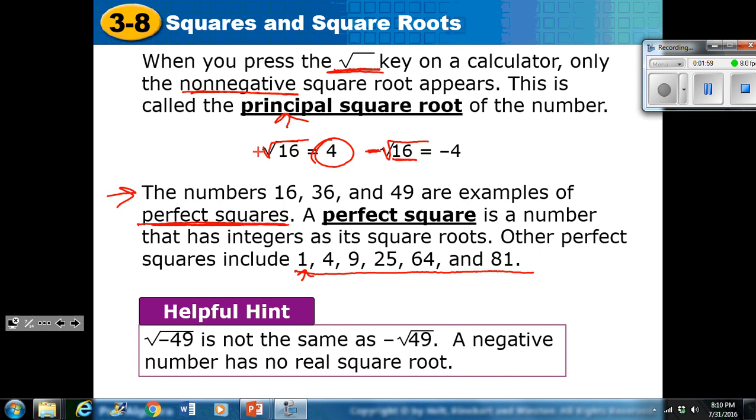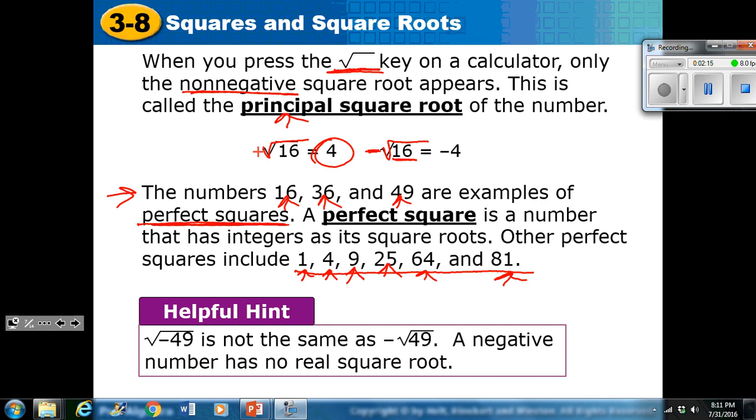1 times 1, 2 times 2, 3 times 3, 4 times 4, 5 times 5, 6 times 6, 7 times 7, 8 times 8, 9 times 9, and you can keep going with 100, 121, 144, and so on.